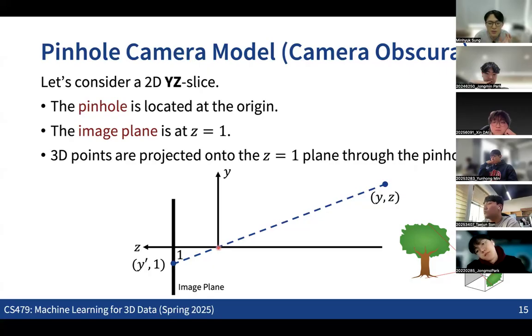So in this very simple setup, when you have a point whose coordinates are y and z here, what would be the coordinate where this point is projected over the image plane? Obviously the z coordinate will be 1, because the plane is defined as the place where z is 1, right? We just need to calculate this y prime. What's the y prime here?